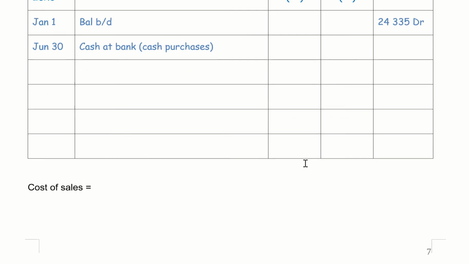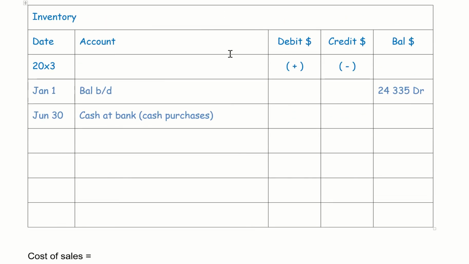Inventory increase, and cash in hand increase. Alright, so inventory increase, debit 3,500. The other account affected is cash in hand for cash purchases. So after that, of course, we will have to calculate our balance number. Alright, so 24,335 debit, you're going to debit it again, so it becomes 27,835 debit.